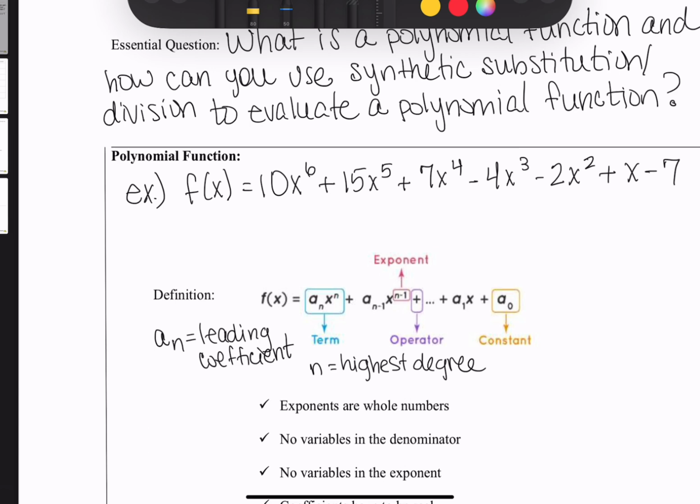So in my example above, my leading coefficient is 10 because it is in the leading term, and that term happens to have the highest degree. It has a degree of 6. This tells me a lot about this polynomial function. The other part of this that I can see is the constant. The constant is at the far right. It is negative 7, and that's going to tell me that the y-intercept is going to be negative 7, because if we plug 0 in for all the x's, our constant gives us our y-intercept.